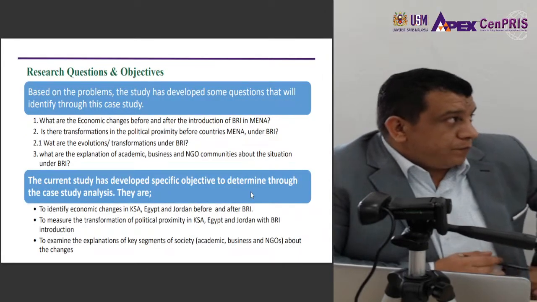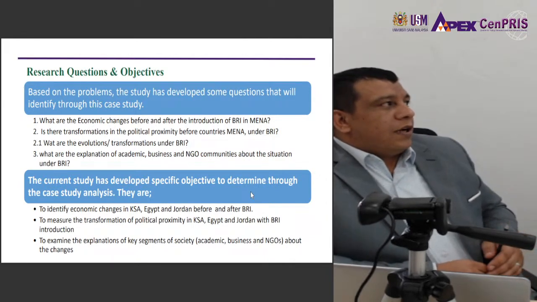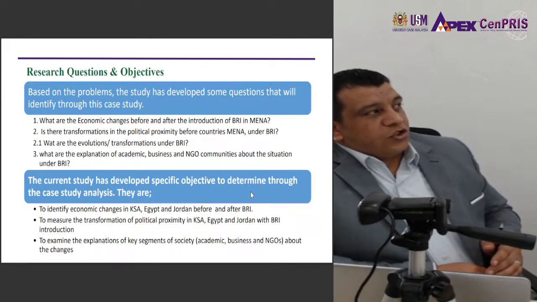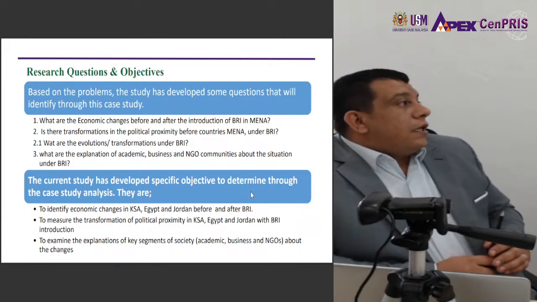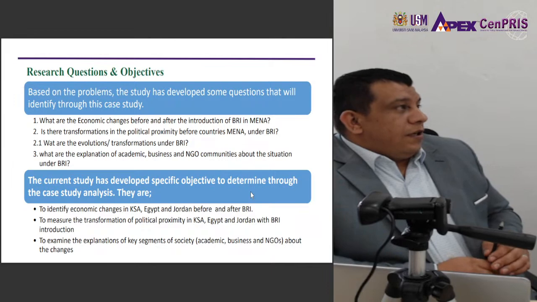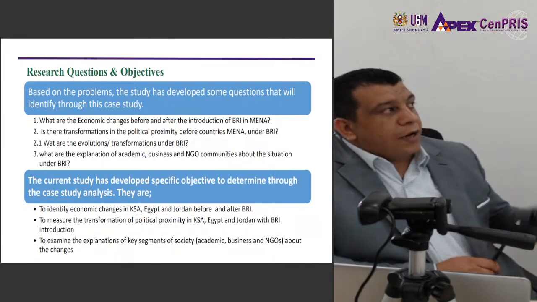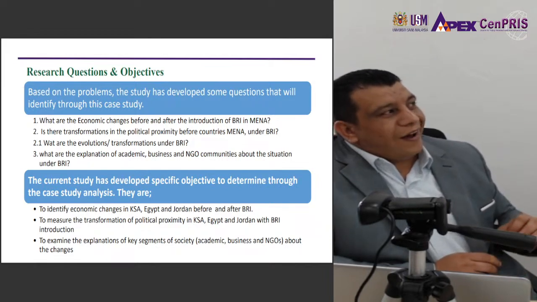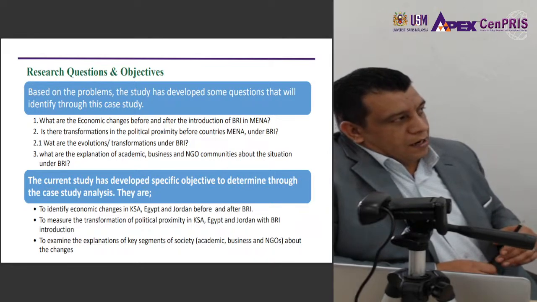Research questions based on the problem. The study has developed some questions that will be identified through this case study. What are the economic changes before and after the introduction of BRI in MENA? Is there a transformation in the political proximity of MENA countries under BRI? And what are the evaluations of the transformation under BRI? What are the explanations of the academic, business, and NGO communities about the situation under BRI?